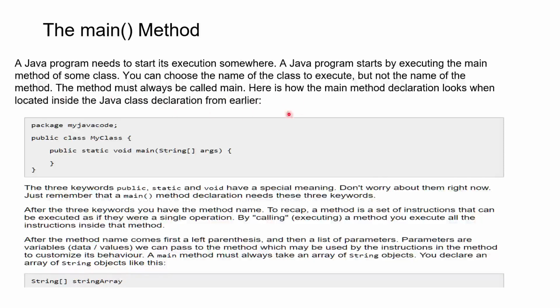Let's talk about the Java main method. So in our Java program, the execution starts in the main method. This is where all of our other classes are instantiated. A Java program starts executing in the main method. You can choose the name of any class to begin your execution, but the main method will always be called the main method, and it has to be there. Very, very similar to C and C++.